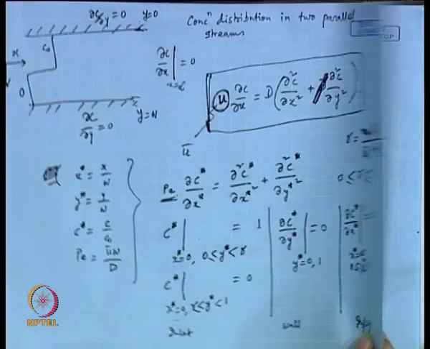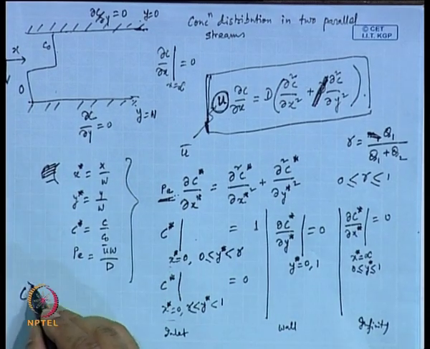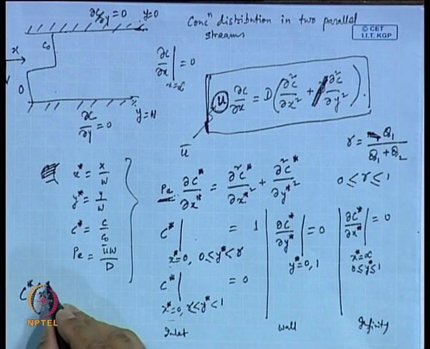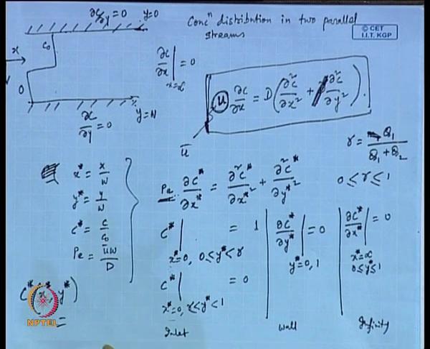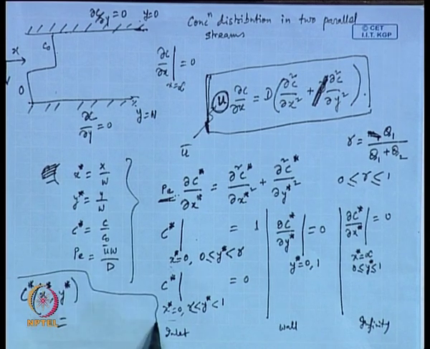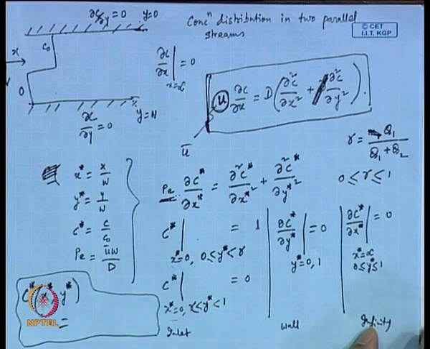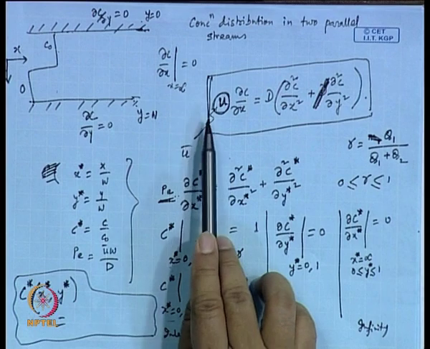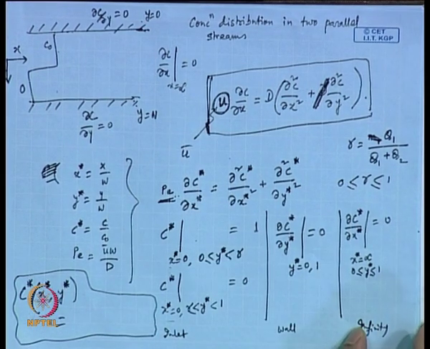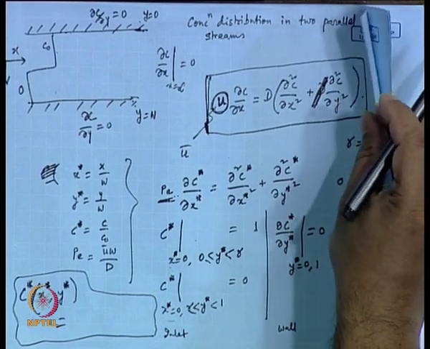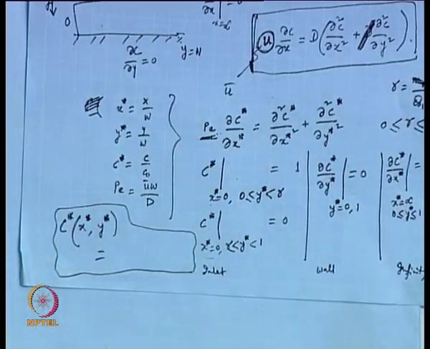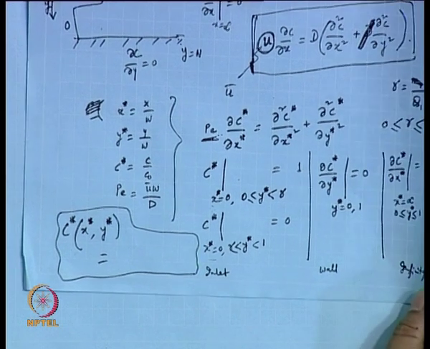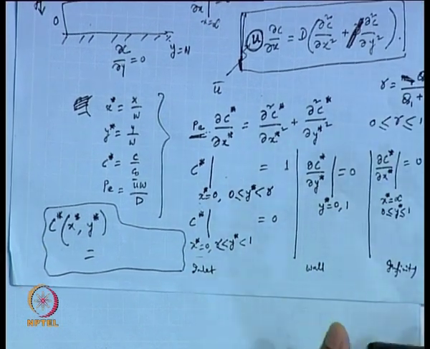Now let me tell you that if somebody wants to find out what is C star as a function of x star comma y star, this is available. You can solve this using separation of variables, and you can come up with an analytical expression. The other way is that you consider a velocity profile u and solve it numerically. That is also another possibility. I am not indicating here the exact analytical form, because it is really a long expression, but just be aware that these analytical expressions are available.